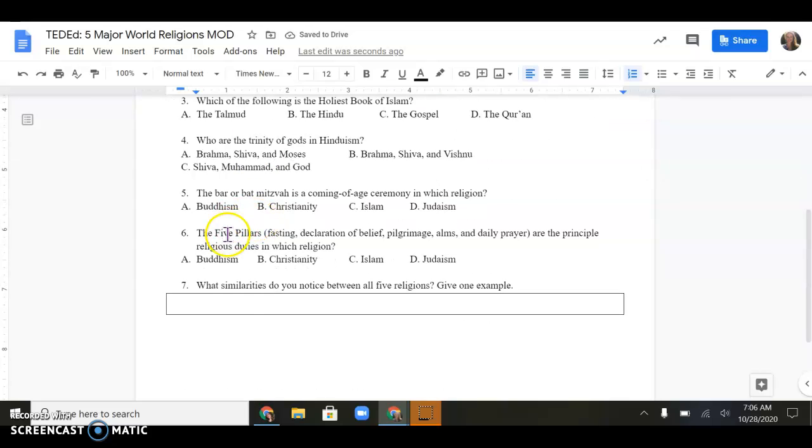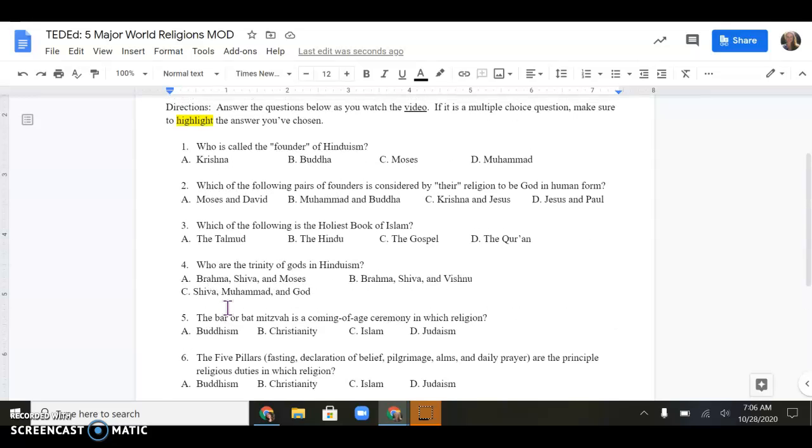So you'll have 6 multiple choice questions, and then down here, you will see a lot of similarities between all five religions. So down here on number 7, just give me one of those.